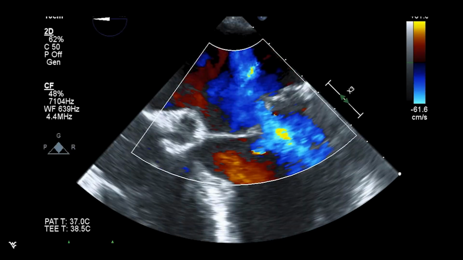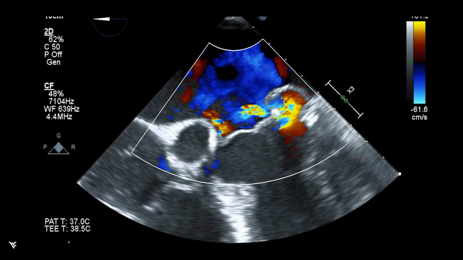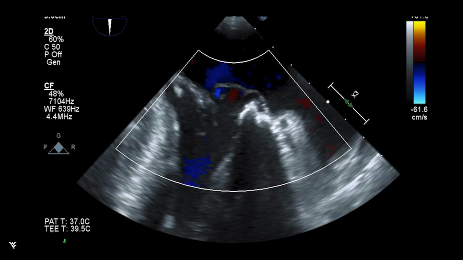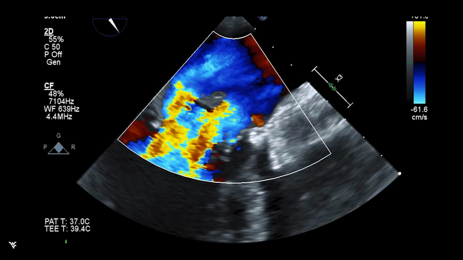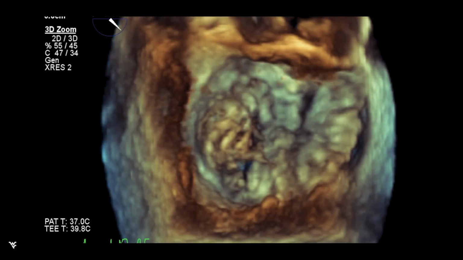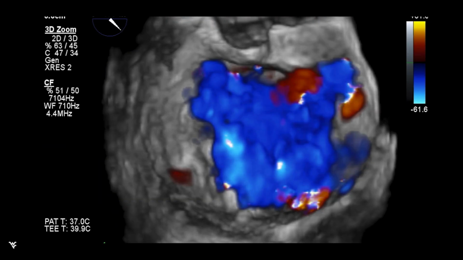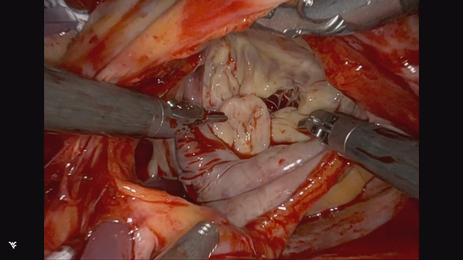So this is a healthy 60-year-old patient with atrial fibrillation, mitral regurgitation, and severe MAC. As you can see by the TEE, the regurgitation is largely propagated by significant MAC at the level of P1, but also P2. This is what it looks like.